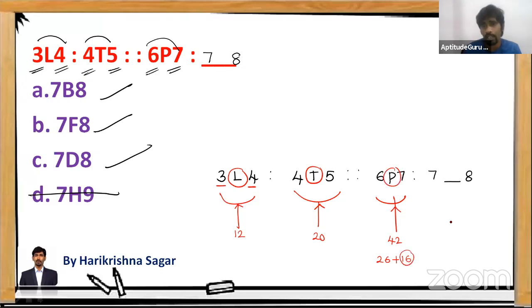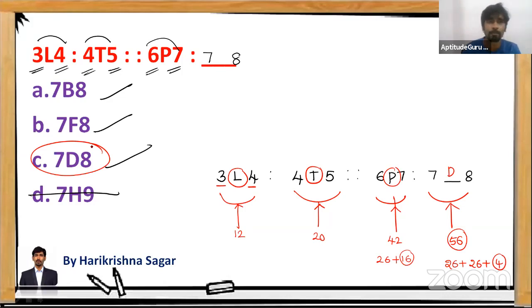What is 7 into 8? 7 into 8 is giving 56. How can we write 56? 56 we can write as 26 plus 26 plus 4. The fourth alphabet is going to be D. Answer must be option C. And just understand what is the logic in it.